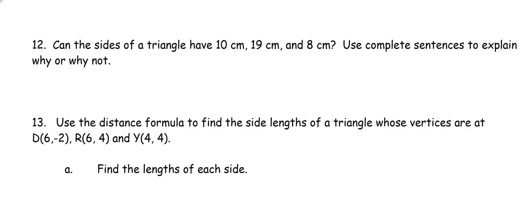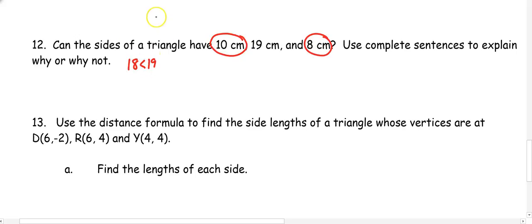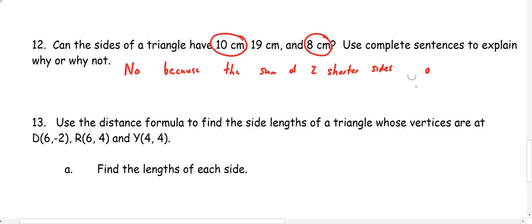Number 12, can the sides of a triangle have 10, 19, and 8? Use complete sentences to enter why or why not. So the two shorter sides are 10 and 8, but 10 plus 8 is less than 19. And remember that needs to be greater than 19. So could this form a triangle? No, because the sum of the two shorter sides is not greater than the third side.